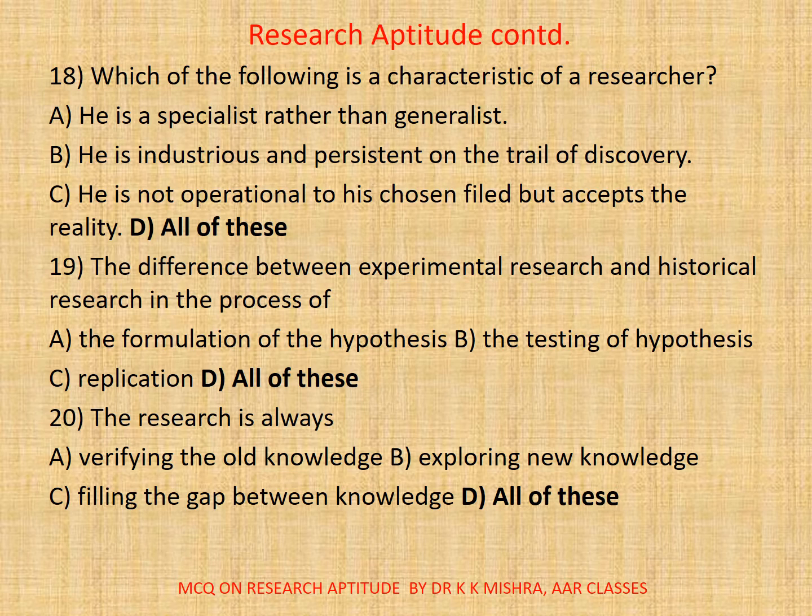19. The difference between experimental research and historical research is in the process of A. The formulation of the hypothesis, B. The testing of hypothesis, C. Replication, D. All. Correct option is D. All. 20. The research is always A. verifying the old knowledge, B. exploring new knowledge, C. filling the gap between knowledge, D. all. Correct option is D, all.